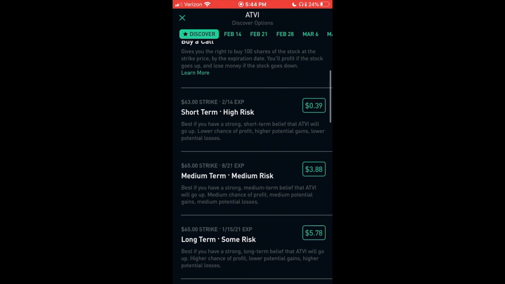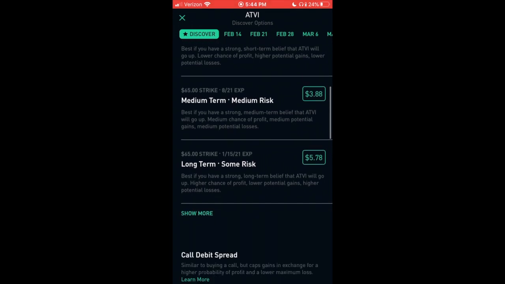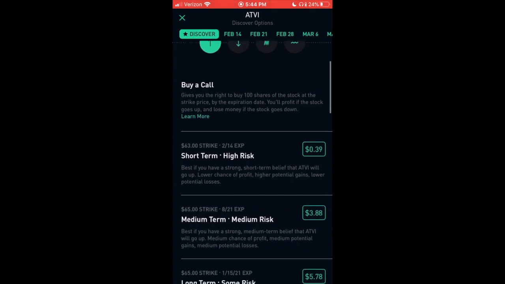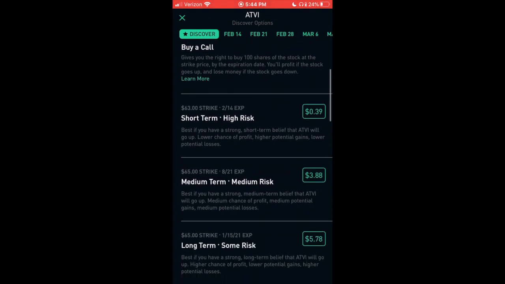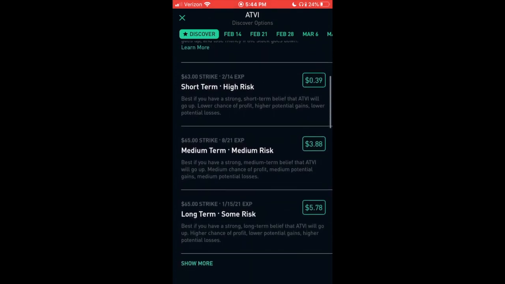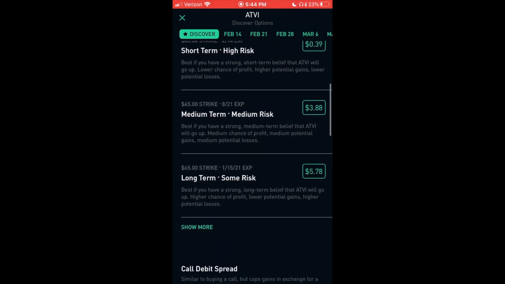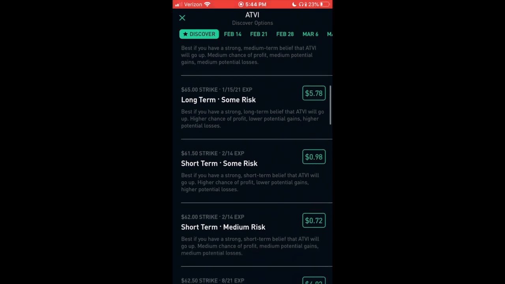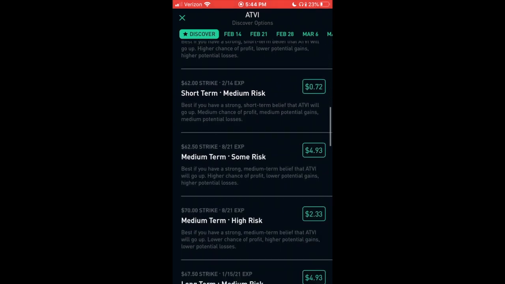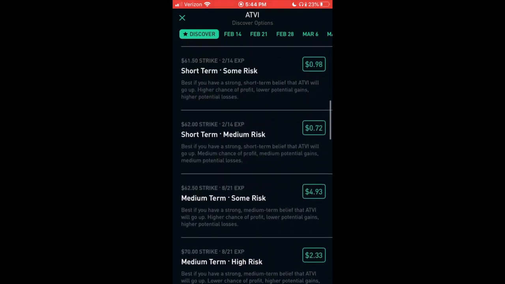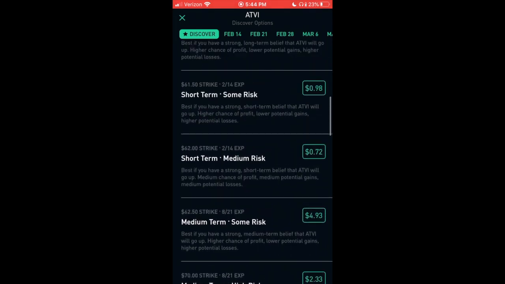So being able to find the same scenario that we were looking at is going to be hard because they throw in buying a call, different long-term, short-term, and medium-term dates. So just for a good example, we're going to show more of buying a call and try to find something close to March that we were looking at. So looks like they don't have anything in March just on the Discover tab. We're just going to click here.